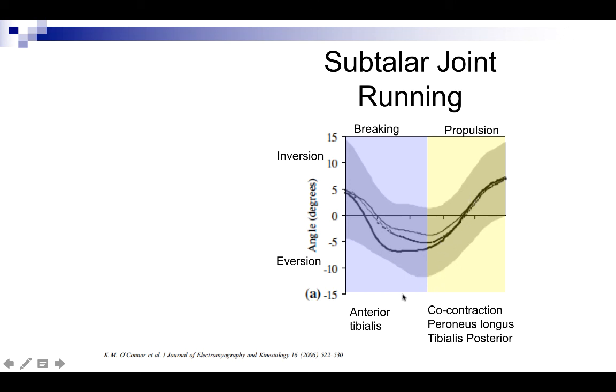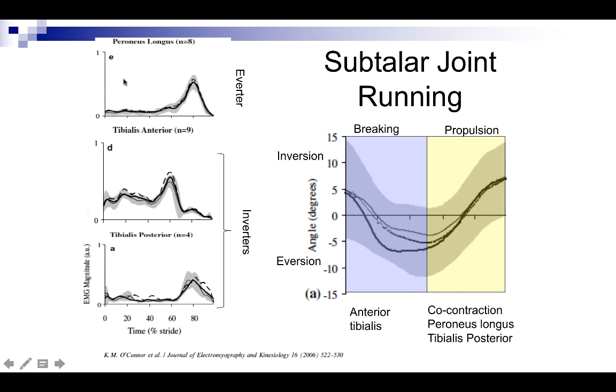And so the muscle actions that are associated with this at the ankle are the everters here at top, so the peroneus longus, and then the inverters are anterior tib and posterior tib here below. We can see that if we just think about the braking phase, that's mostly about the anterior tib, and then during the propulsion phase, we have co-contraction between the peroneus longus and tibialis posterior muscles.